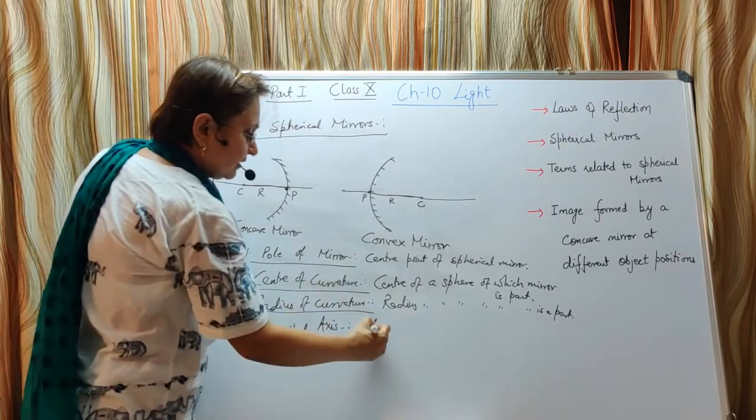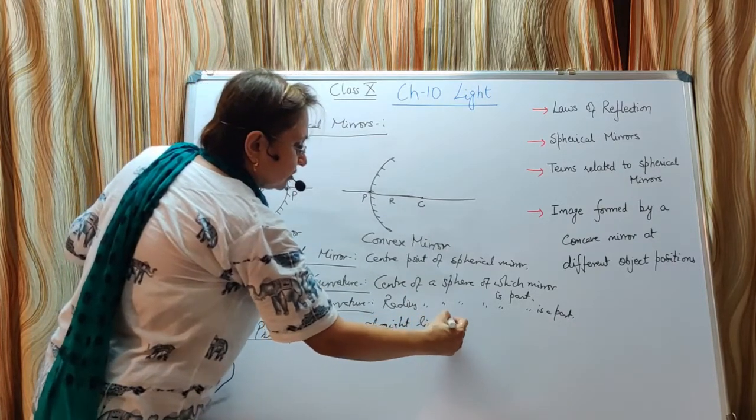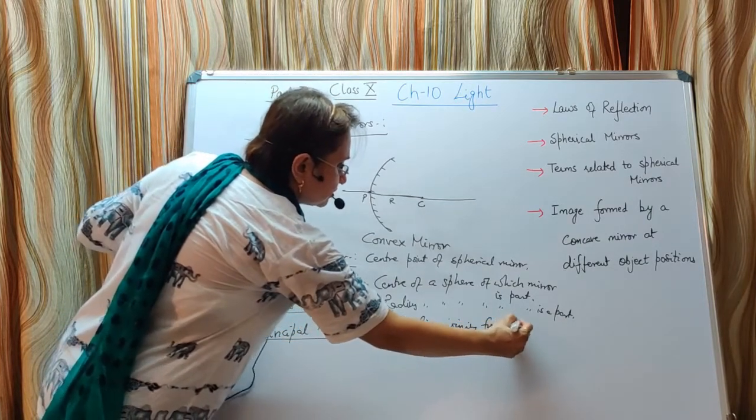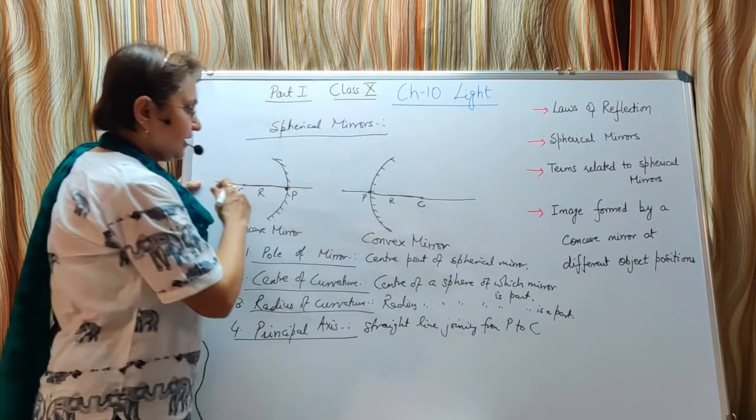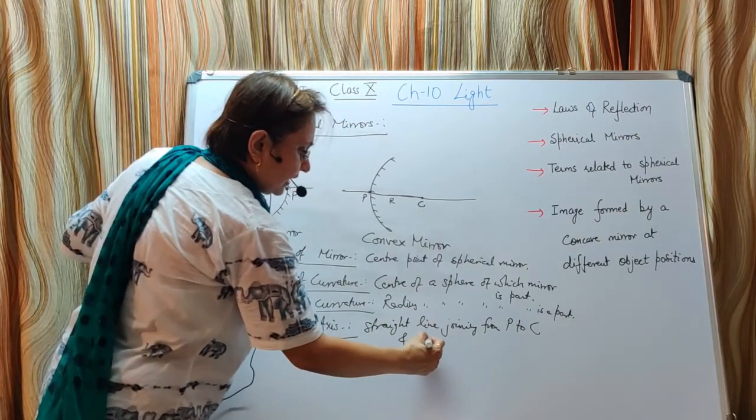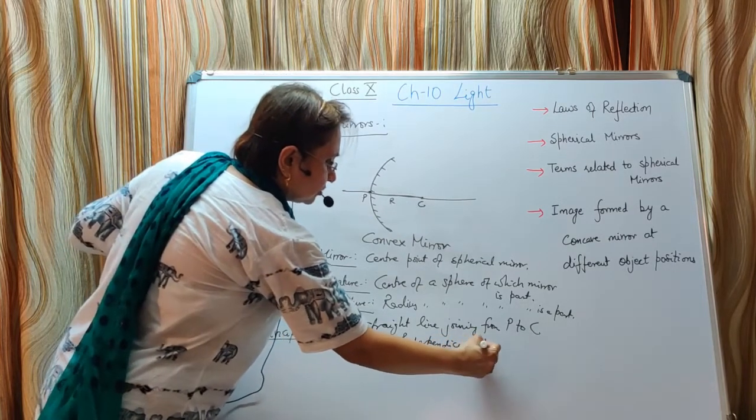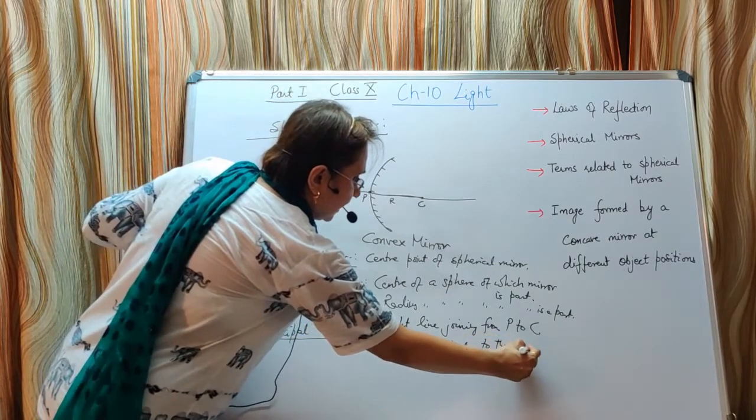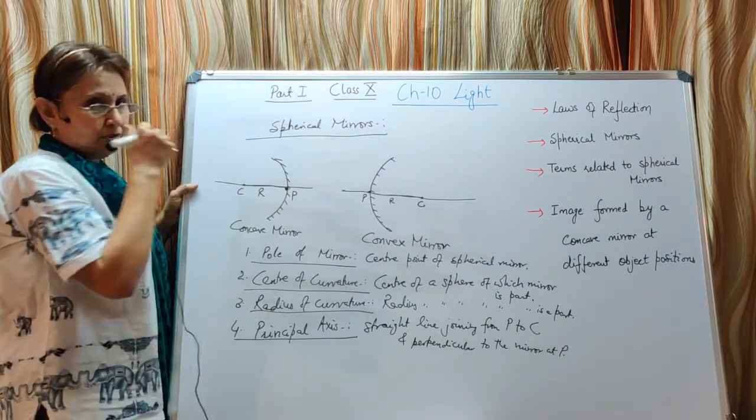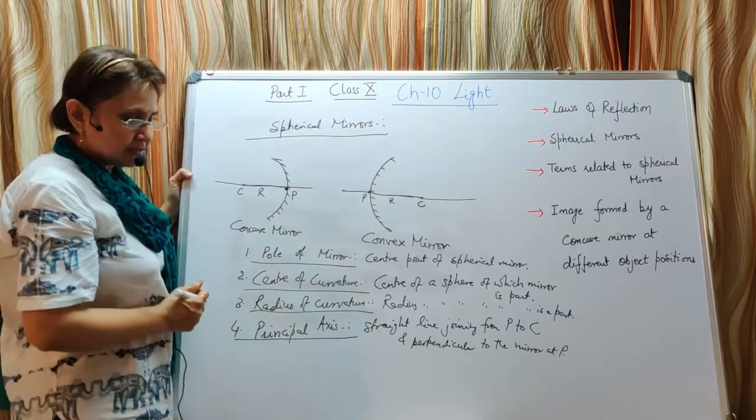So it is the straight line joining P to C, which is extended, and it is perpendicular to the mirror at point P. At the pole, it is perpendicular to the mirror. So this line we call the principal axis.